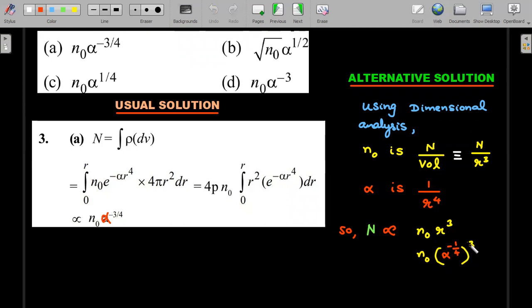minus 1 by 4 whole cube, right? So can you see r here is alpha power minus 1 by 4. Directly substituted, you end up getting, without writing the integral, you should be able to answer it as option A. So I hope you appreciate this and can save time in the exam.